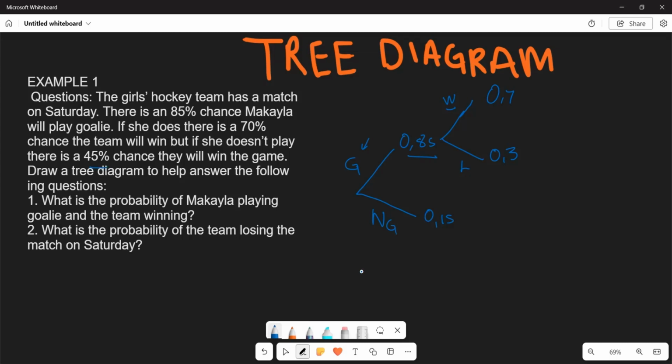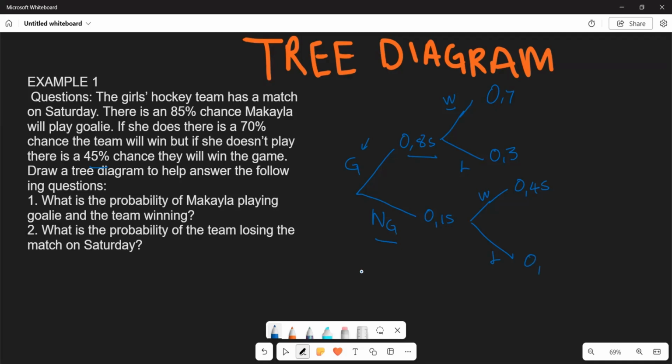However, if you continue, they say that if she doesn't play goalie, there is 45% that they will win the game. Now, if she is not playing goalie, the chance of the team winning will be only 45%, which is 0.45. Remember, we are saying the chances of winning and also not winning, which is losing. And the chance therefore of losing will be 0.55.